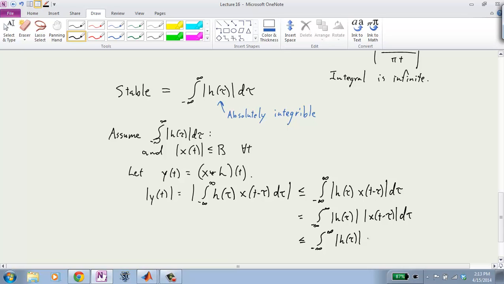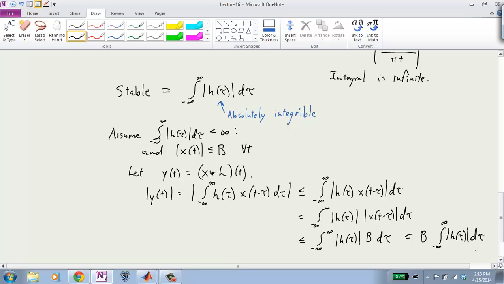b d tau, which equals b times whatever this number was. So let me say, assume that is less than infinity. Right? That's what we're saying. Assume that's less than infinity. Then we just get b times whatever that number is as our new bound. So done. It is stable.